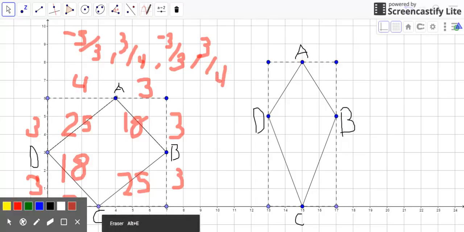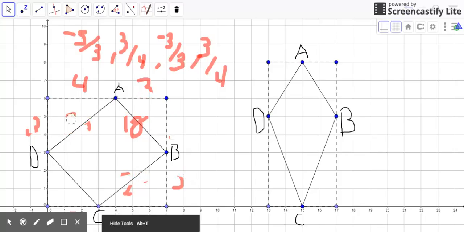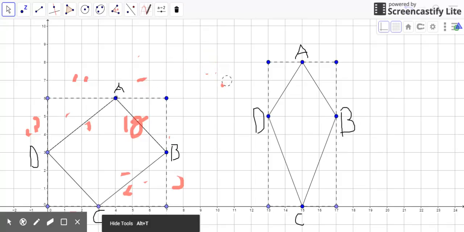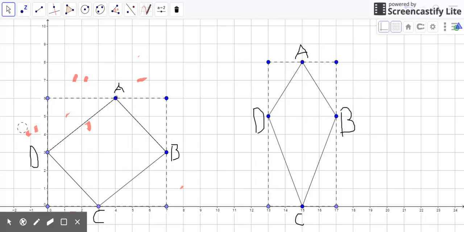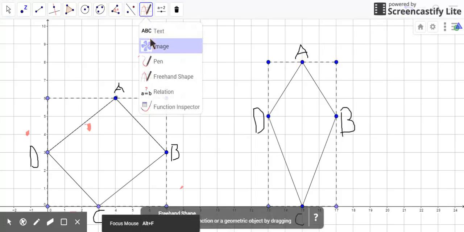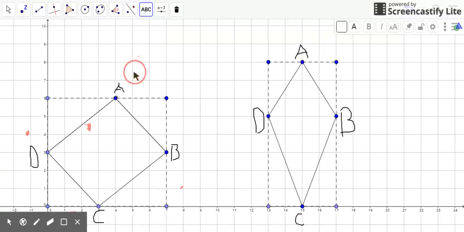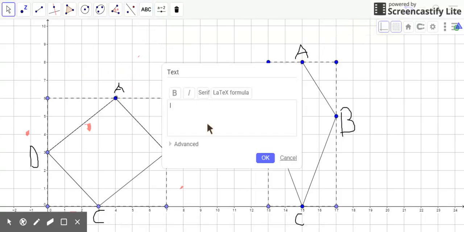What you do is you're going to have to write a summary statement explaining why that is. And I could type that up for you. I should not have erased all of this. Okay, well, this would be the summary statement.